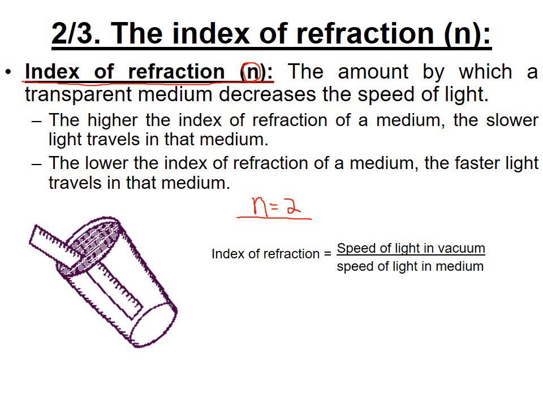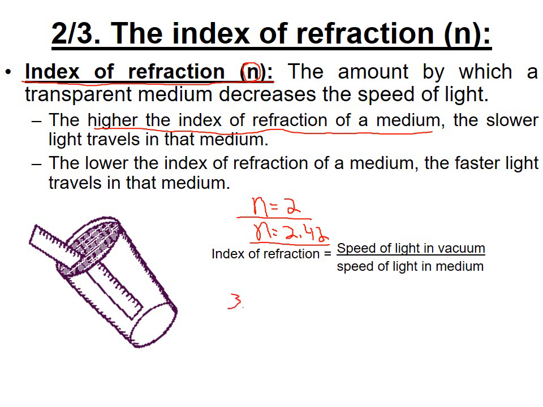Let's say I had n equal to 2.42. What this means is that in this medium, light travels 2.42 times slower than it does in space. So the higher the index of refraction of a medium, the slower light travels in that medium. The lower the index of refraction, the faster light travels in that medium. The fastest that light can ever travel is going to be in space, which is 3.0 times 10 to the power of 8 meters per second.